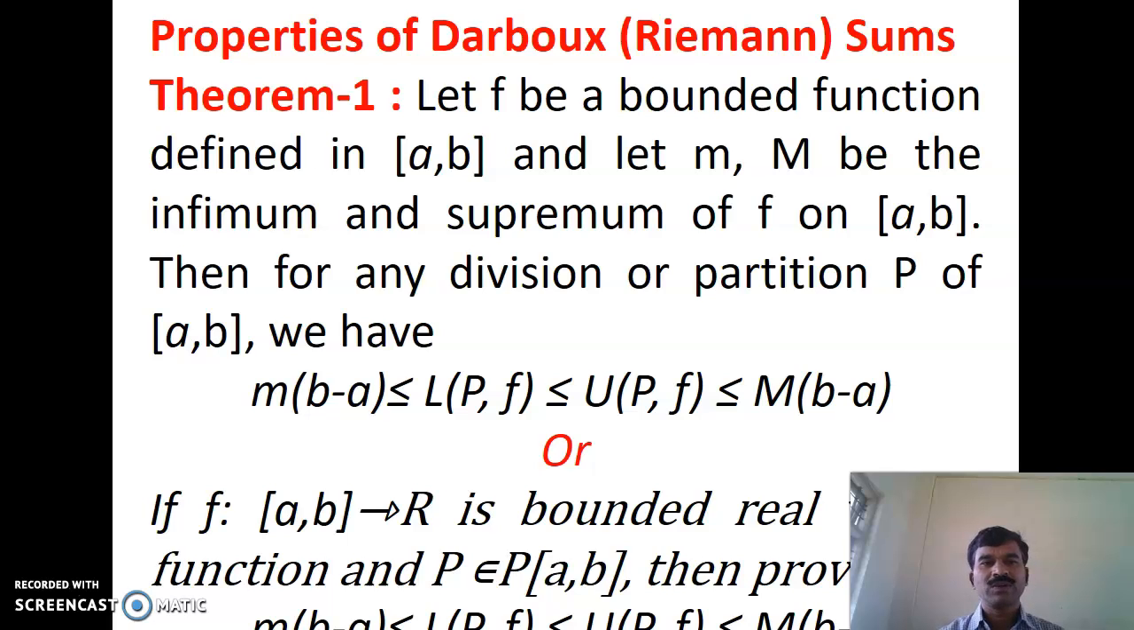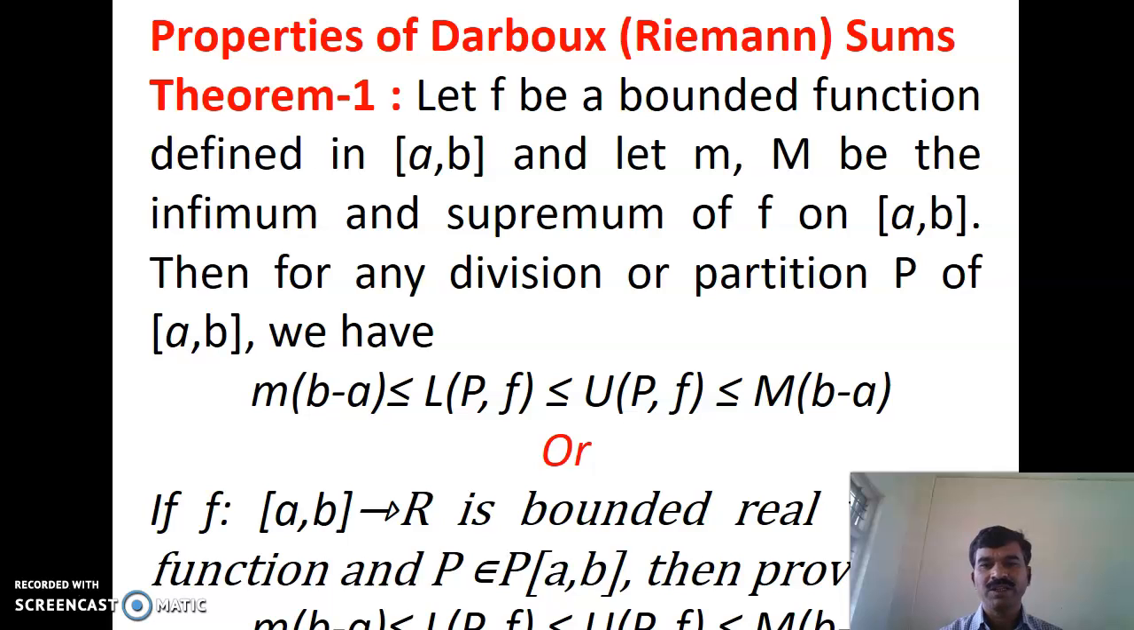Next we would like to start with some properties of Darboux sums or Riemann sums. Let us see the first property. The statement of this property is: let f be a bounded function on the closed interval [a, b], and let small m and capital M be the infimum and supremum of f on the closed interval [a, b].